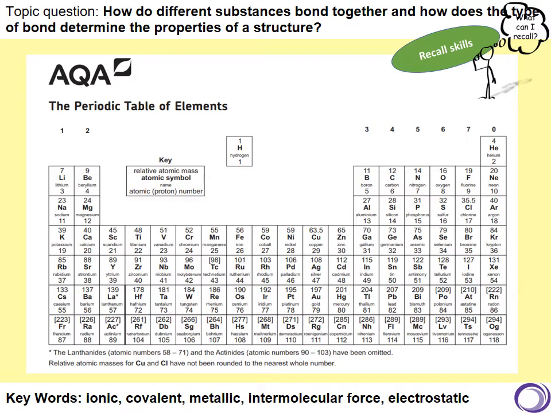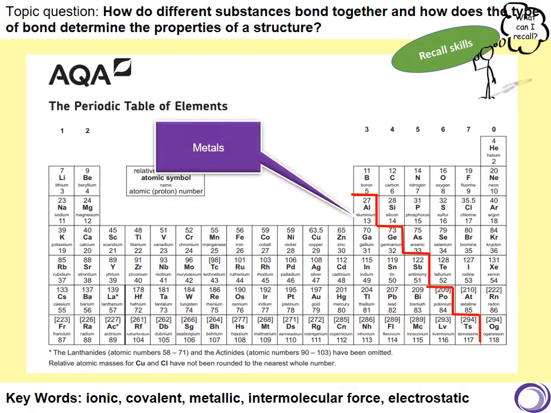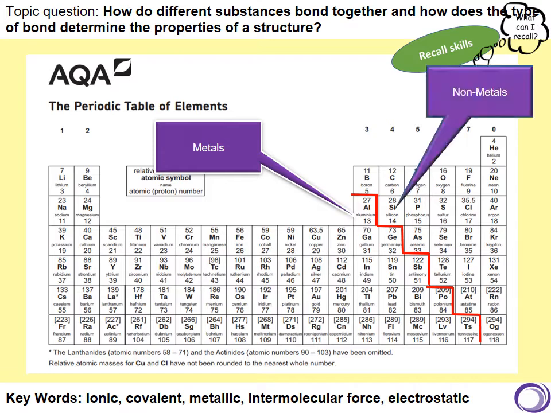Going back to our periodic table then, I'm sure in the past your teacher will have shown you how to draw the steps starting at aluminium, going down the periodic table. When we've drawn this step, the elements to the left of the step are all metals and the elements to the right of the step are all non-metals.